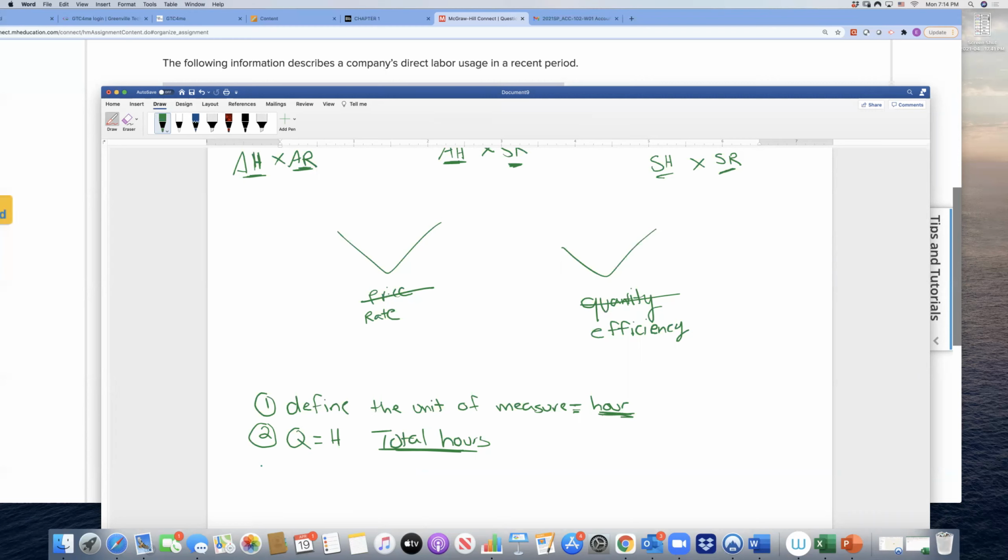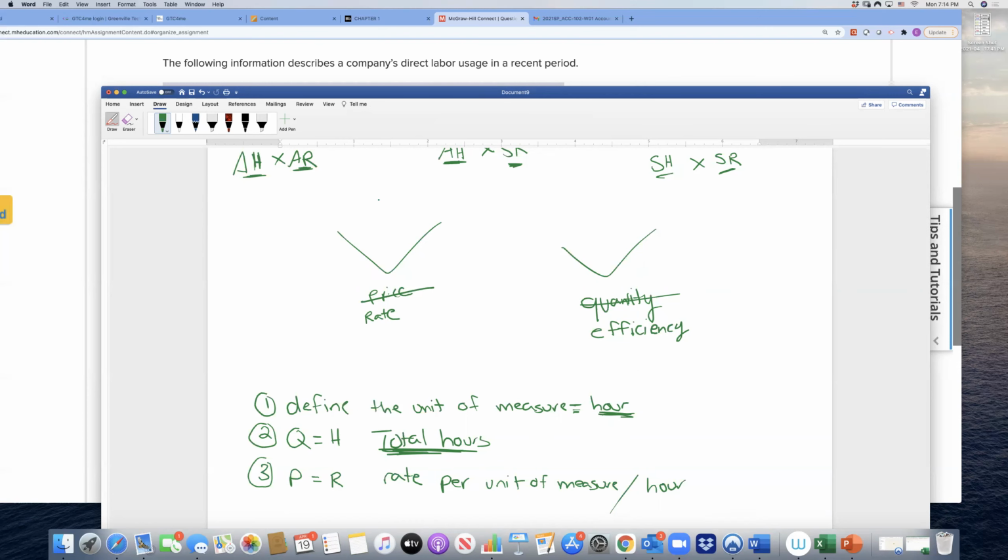So again, make sure you've watched the materials example before you jump right into here. And when we now talk about price, remember we're going to call it rate. And when we talk about the rate, I want to know the rate per unit of measure, in this case, the rate per hour. Total hours, both standard and actual, and then I want standard and actual rate per hour.